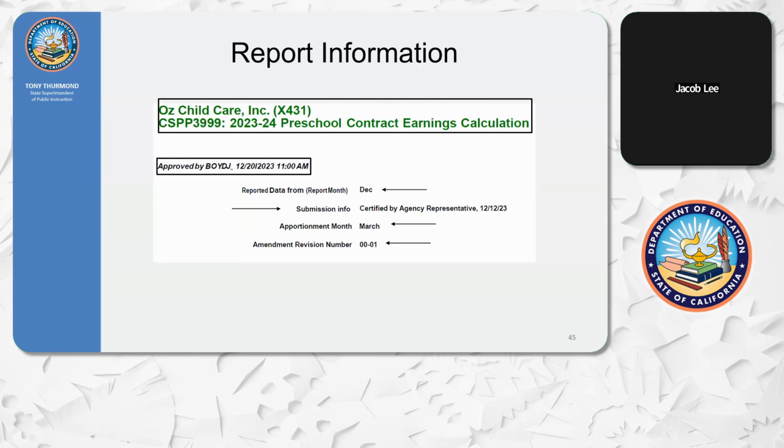In this example, the report month is December. The apportionment month this calculation will impact is March, and contract terms are based on the amendment number 01. We'll see how all this impacts the calculation in the next section.